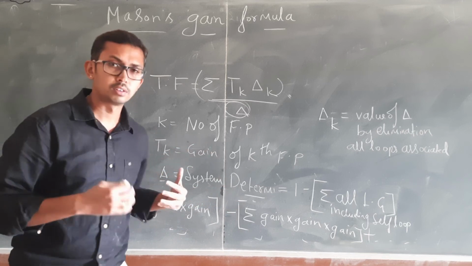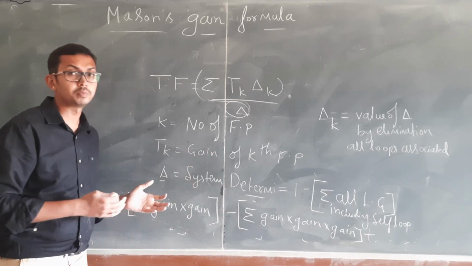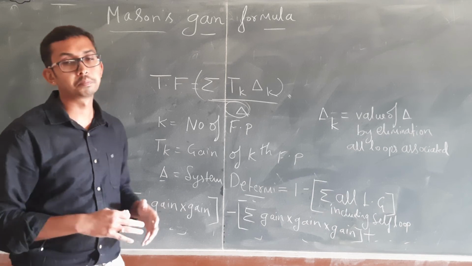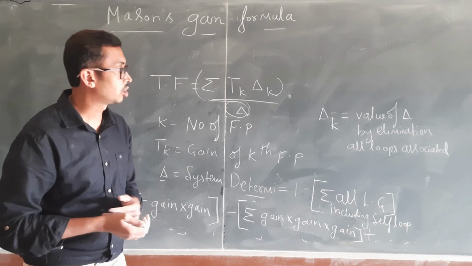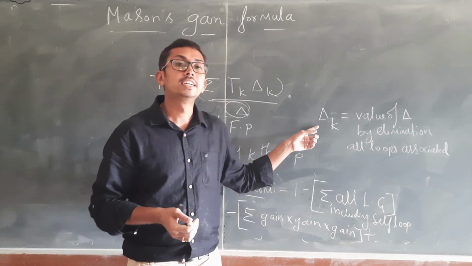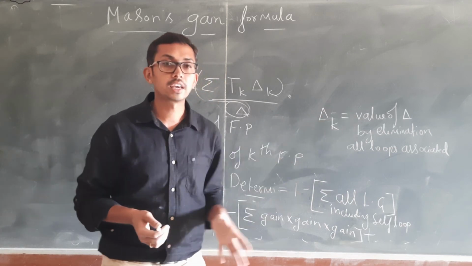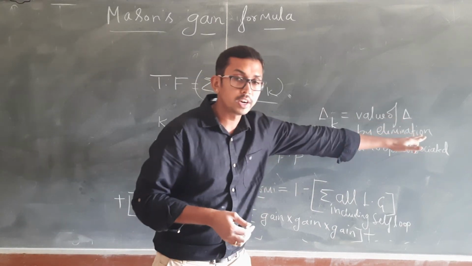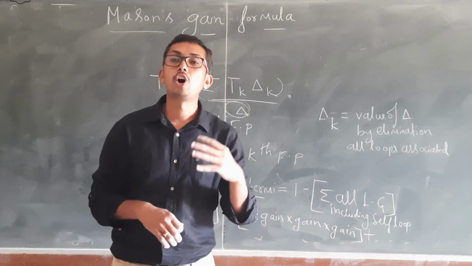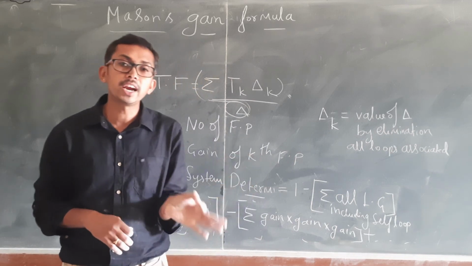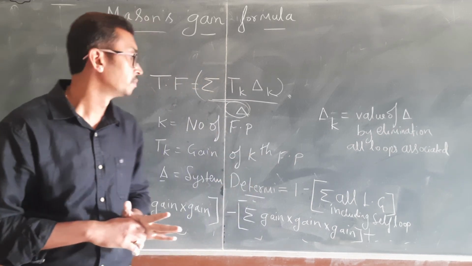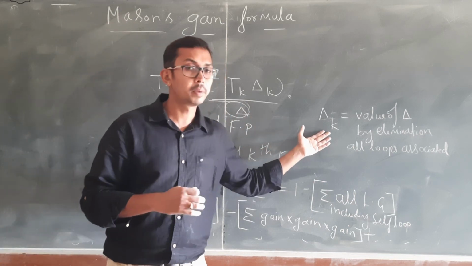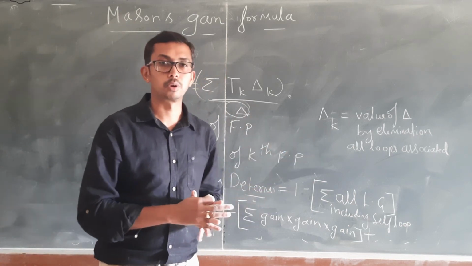When we solve the problem, you are going to appreciate how simple it is to solve the problems. Now what is the meaning of delta k? Delta k is the value of delta obtained by eliminating all loops associated with that forward path. I can explain this better when we solve the problems.